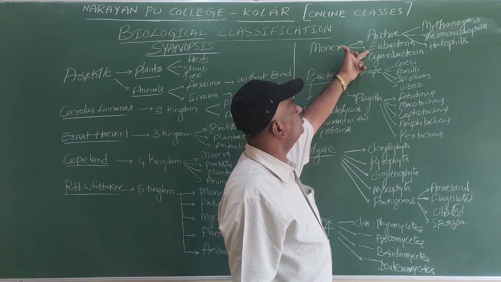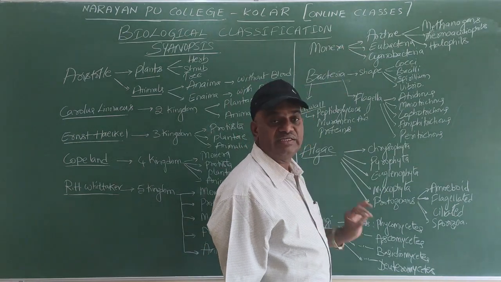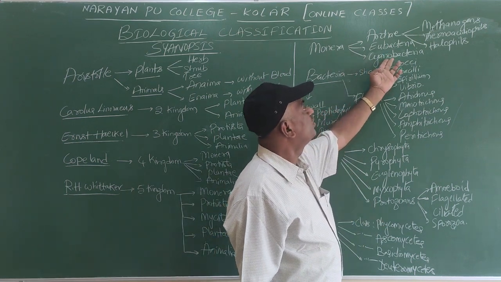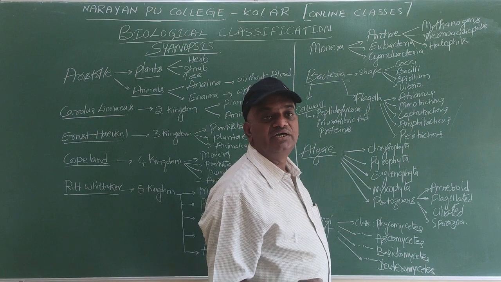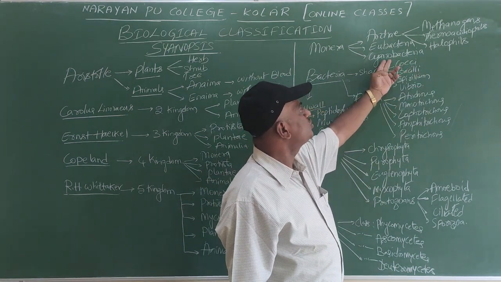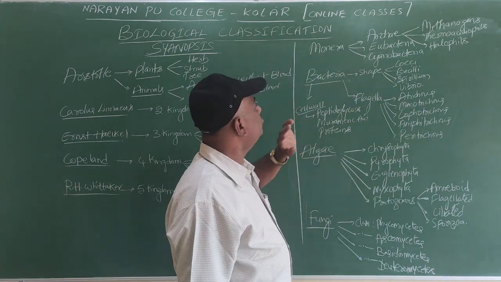Now when you come back to the eubacteria. Eubacteria is nothing but true bacteria. I am going to explain this later on. Next we go for cyanobacteria. Cyanobacteria is nothing but blue-green algae, and Nostoc comes under cyanobacteria. So this is about kingdom Monera.